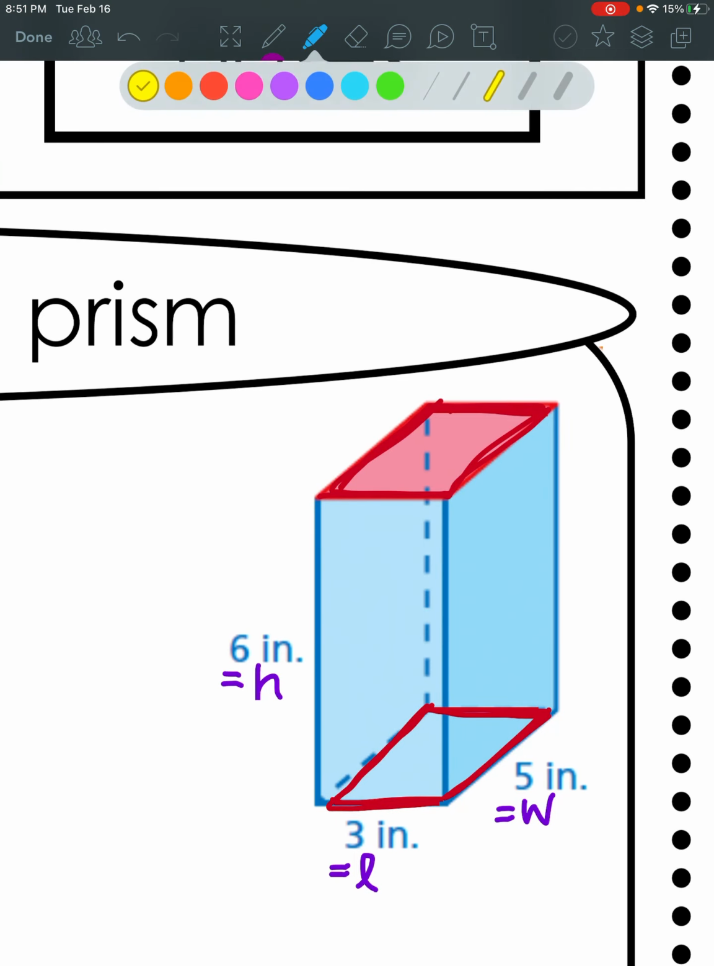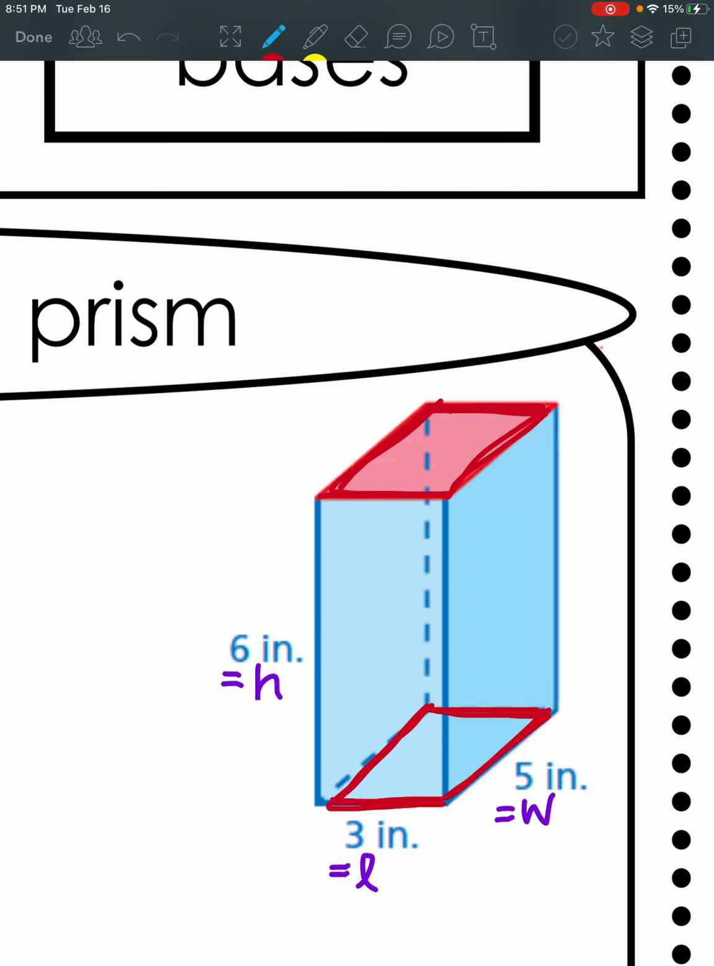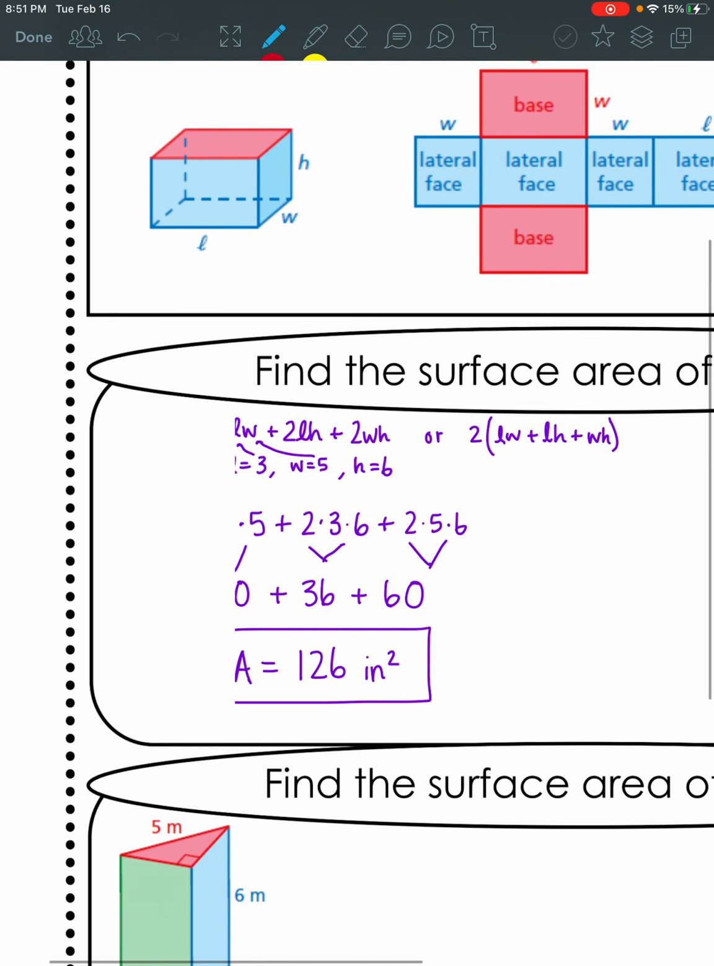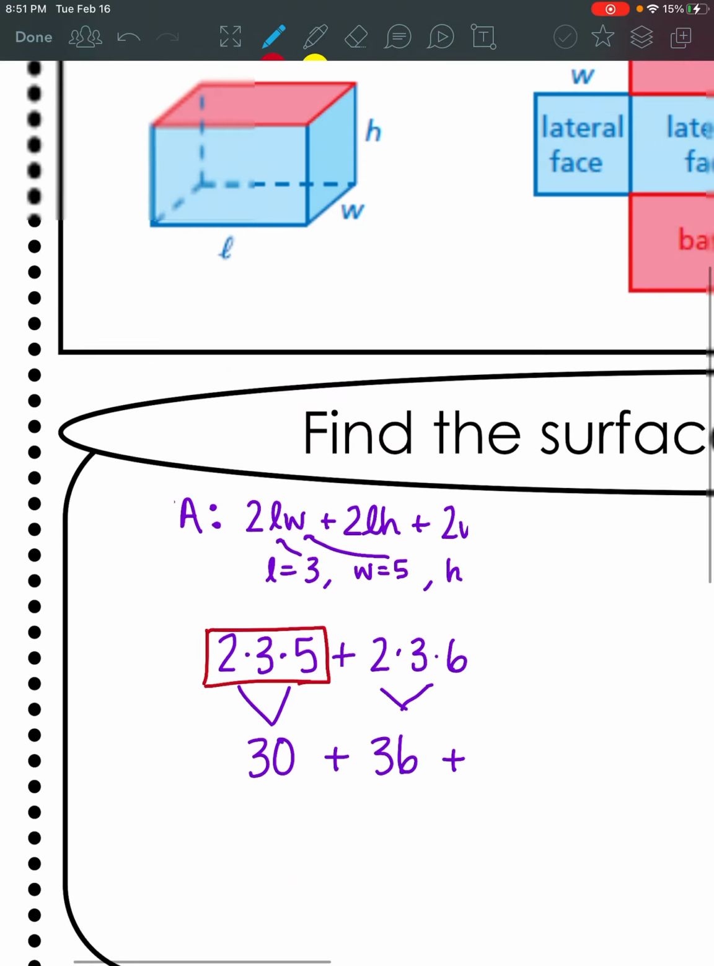So if we were finding that red part that I outlined, the bases, that would be 3 times 5 to find that bottom base, and then times the top to get the top and the bottom. So that would be our 2 times 3 times 5. So that is this part that takes care of the two bases.